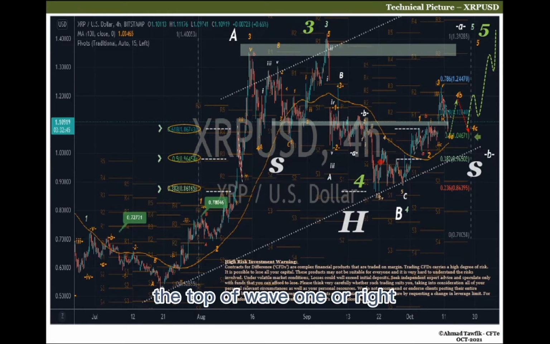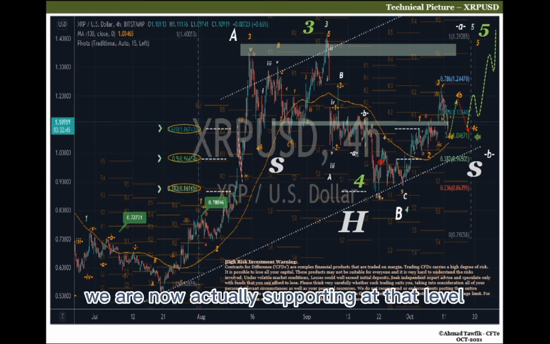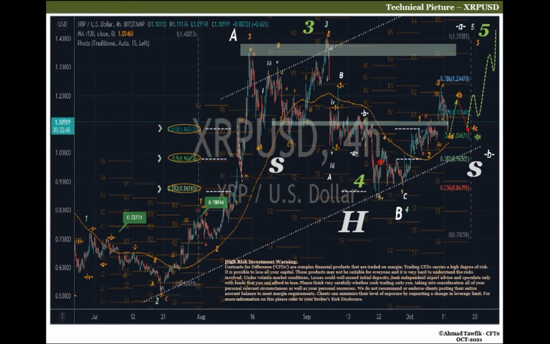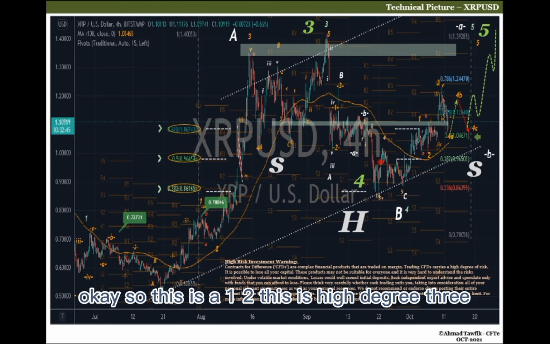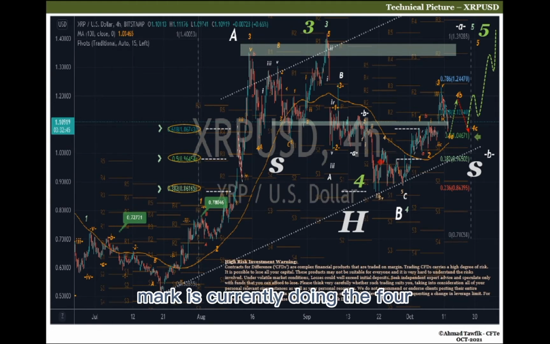the top of wave 1 actually broke above that level, 1.06. Remember, we were trying to buy that level last Friday, 1.067. We actually did, and we are now supporting at that level, 0.618. So this is a 1-2, this is a high degree 3, and the market is currently doing a 4.